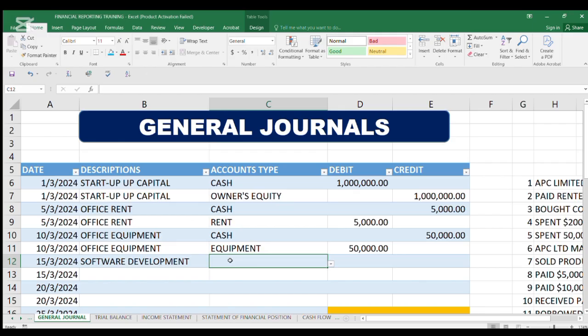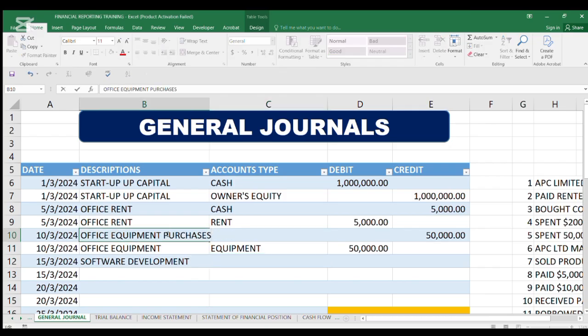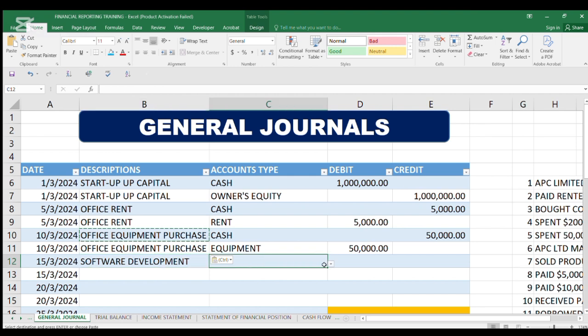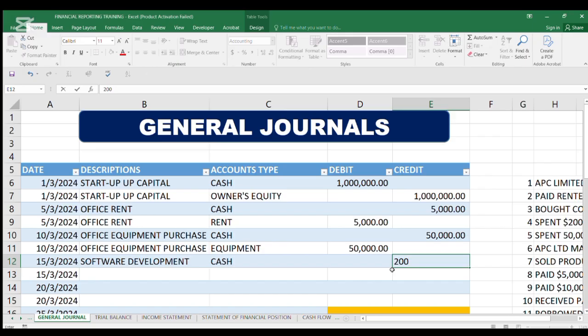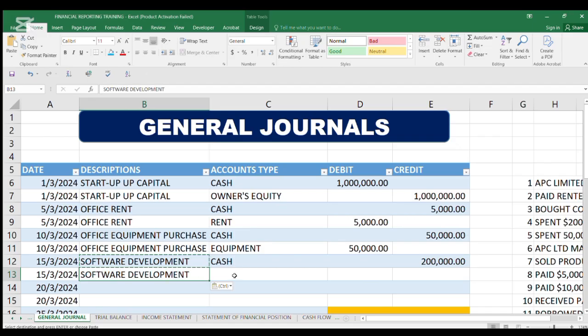We talk about office equipment purchase. This has to be added as purchase for clarity. Office equipment purchase should be office equipment purchase. This office rent, startup capital, okay. Software development, all right. So we credit the cash with how much? 200,000 US dollars, and type the same description.